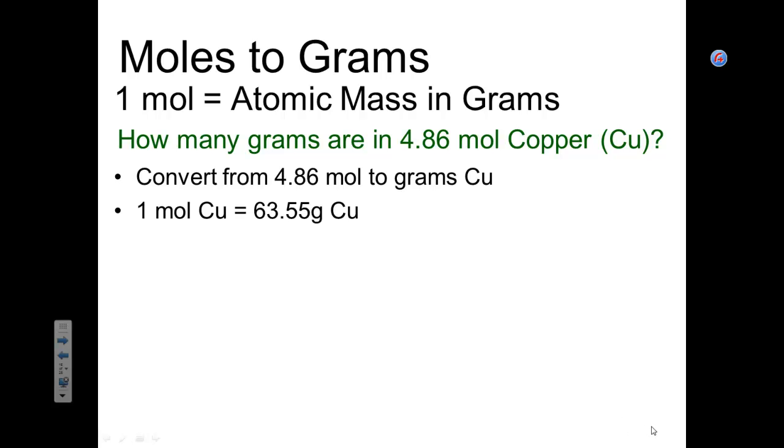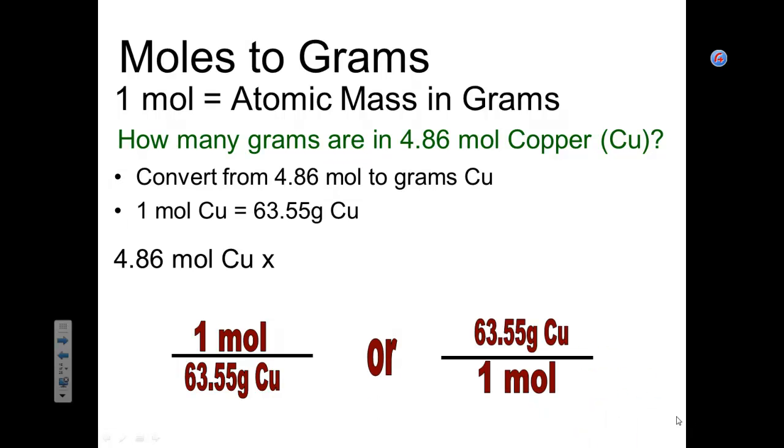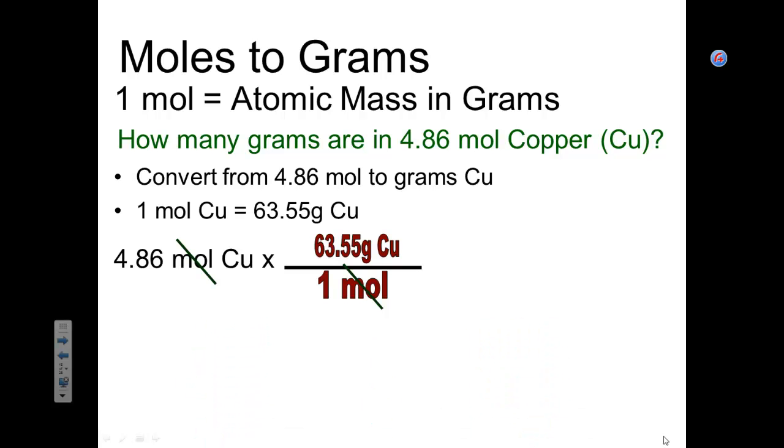Like before, we're going to write down what we're converting from first, include your units, 4.86 moles of copper, and we need to choose a conversion factor that factors out moles and gives us grams. I'll bet you've chosen the second one, because moles will factor out and we'll be left with grams, which is what we want to convert to. Now that we have that figured out, we're going to multiply 4.86 times 63.55, and that should give us 308.853 grams of copper.